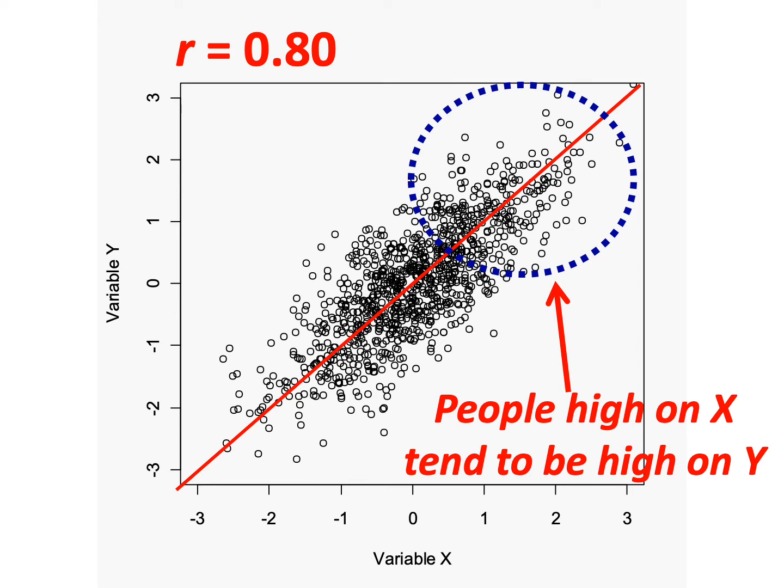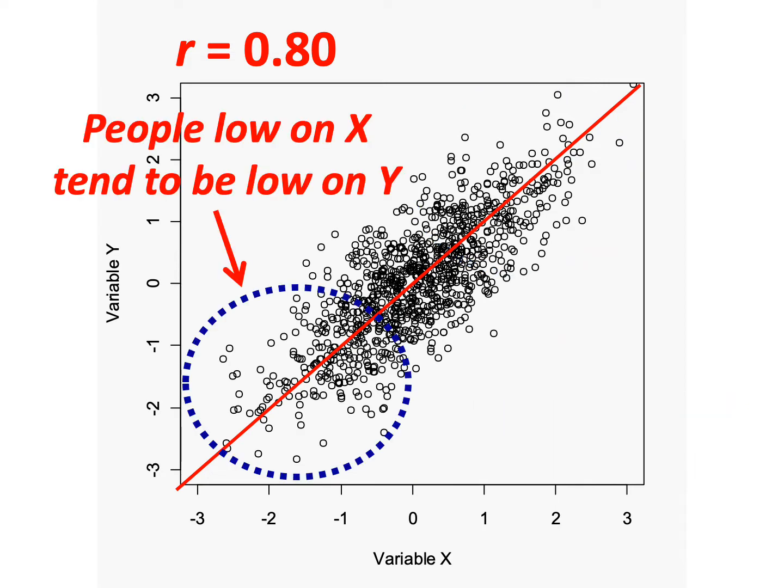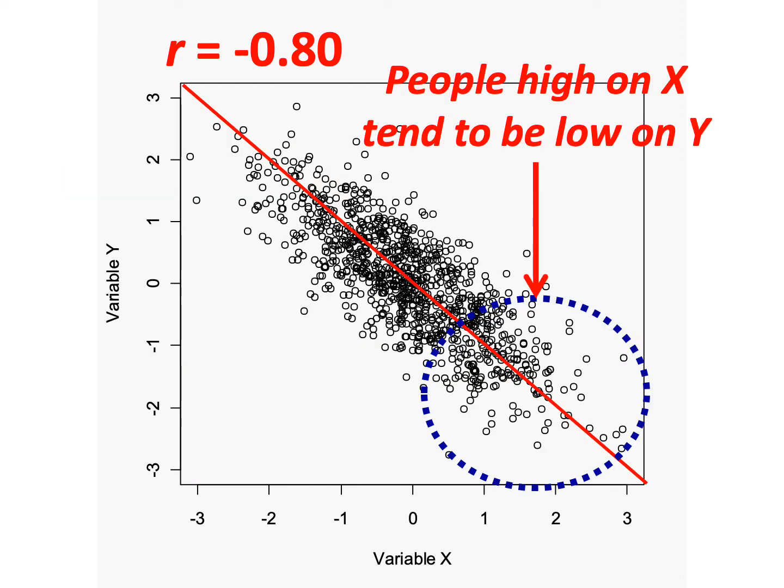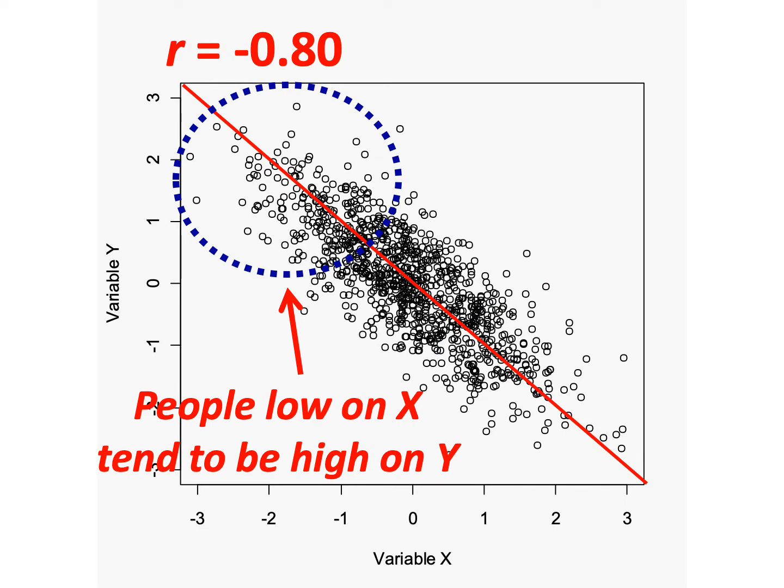We also showed another way of thinking about x and y when they are correlated. When two variables have a positive correlation, people high on x tend to be high on y, and people low on x tend to be low on y. But when two variables have a negative correlation, people high on x tend to be low on y, and people low on x tend to be high on y.